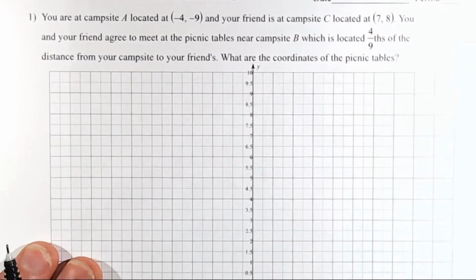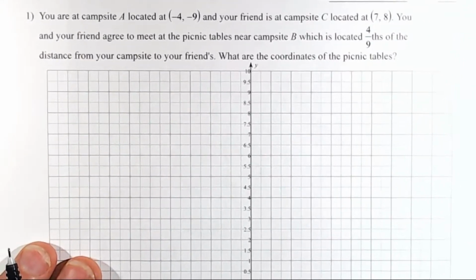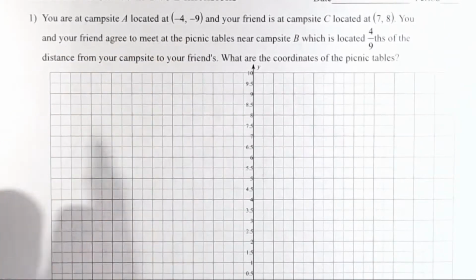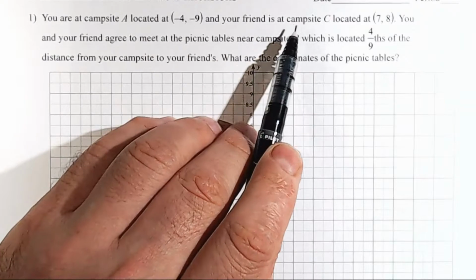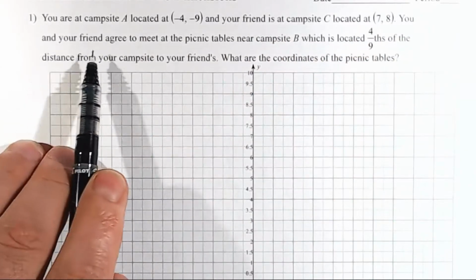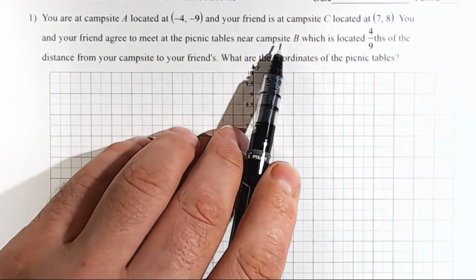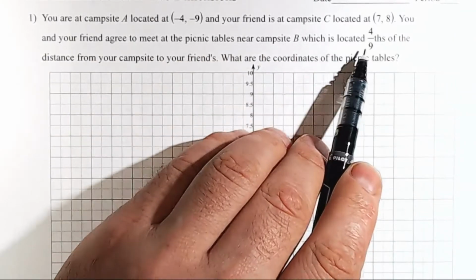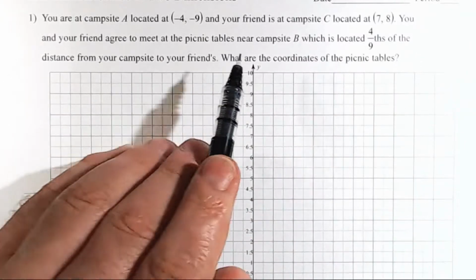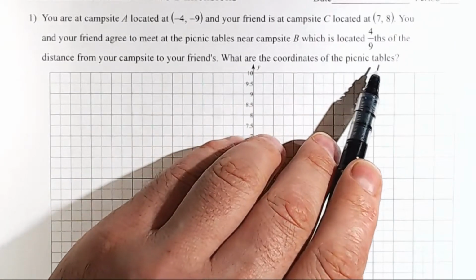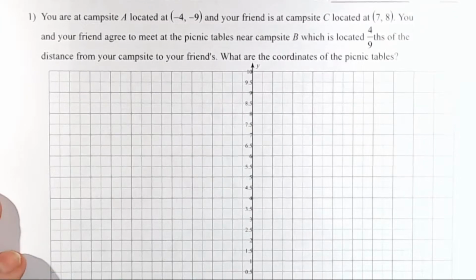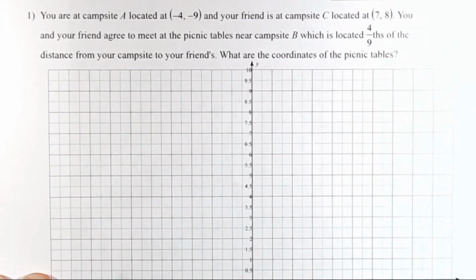So it says here in number 1, you are at a campsite A located at -4, -9, and your friend is at campsite C located at 7, 8. You and your friend agree to meet at the picnic tables near campsite B, which is located 4/9 of the distance from your campsite to your friend's. What are the coordinates of the picnic tables? It's amazing that we can even do this.